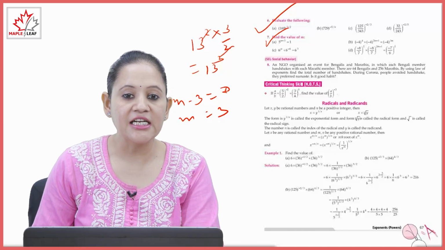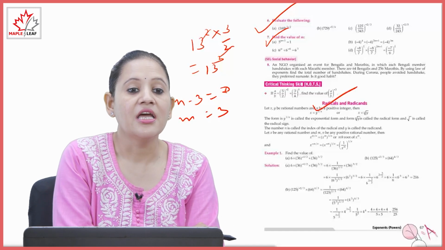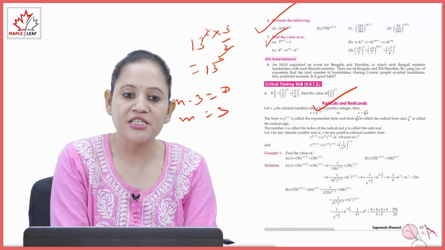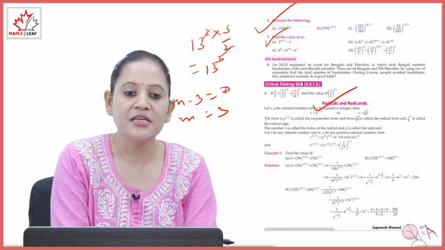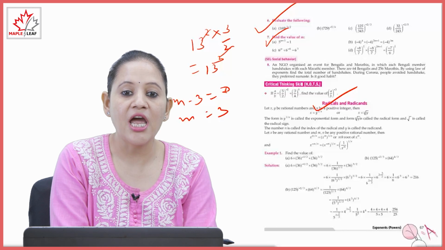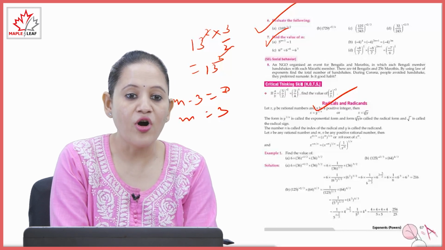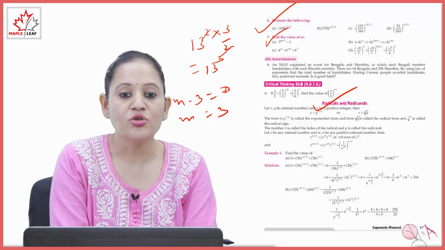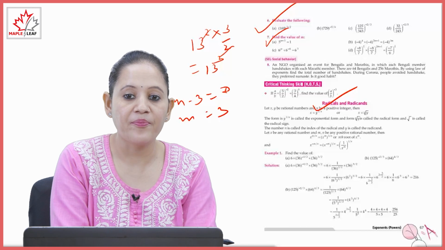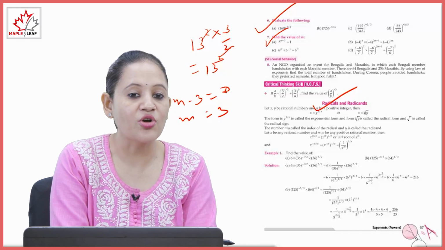Next is radicals and radicands. Let x and y be the rational number and n be the positive integer. Then x equals to y is to power 1/n, or we can write x equals to n root y. The form y is to power 1/n is called the exponential form, and the form n root y ये कहलाएगी radical form, and root is called the radical sign. The number n is called the index of the radical and y is called the radicand.